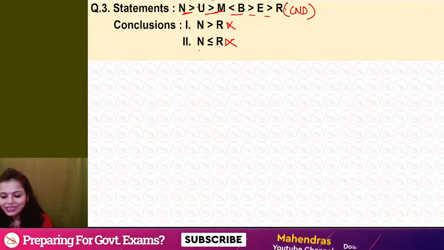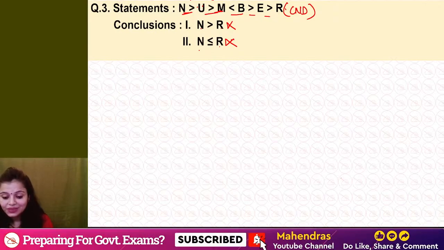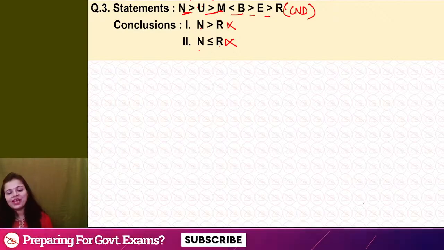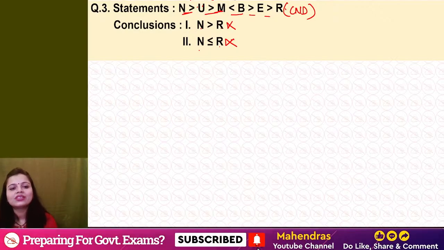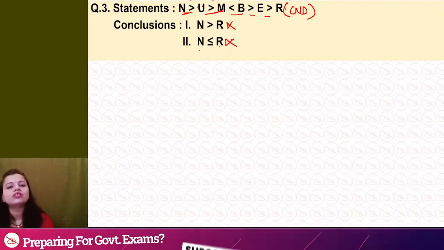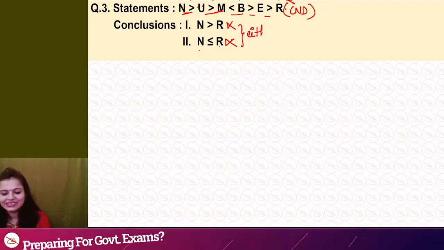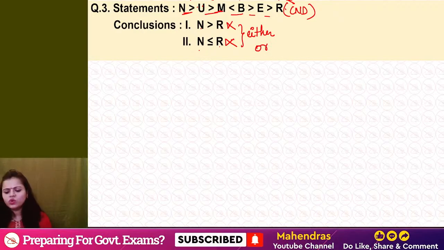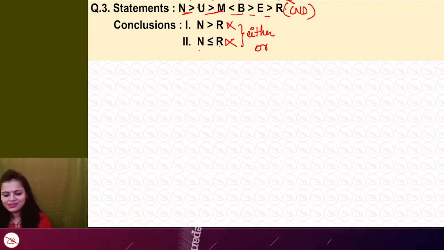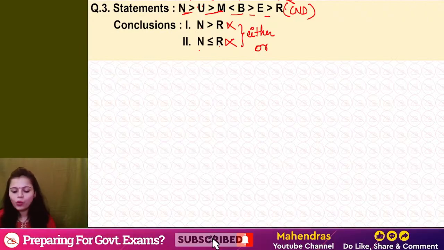And for C and D, what is rule number 3? Rule number 3 is all the three signs are present in conclusion. Yes, greater, less, equal. All the three signs are present in conclusion. So what will be the answer? Your answer will be either or. Not both false. Your answer will be either or.